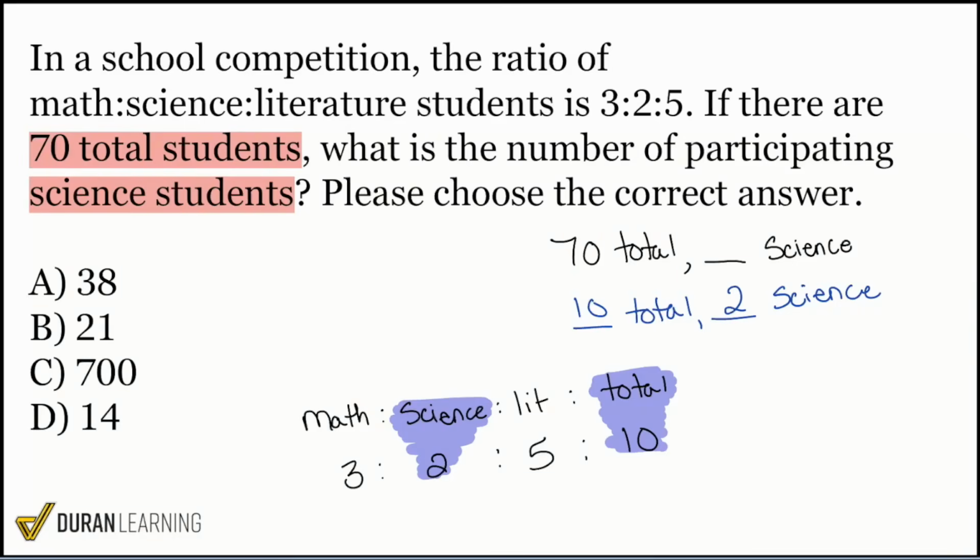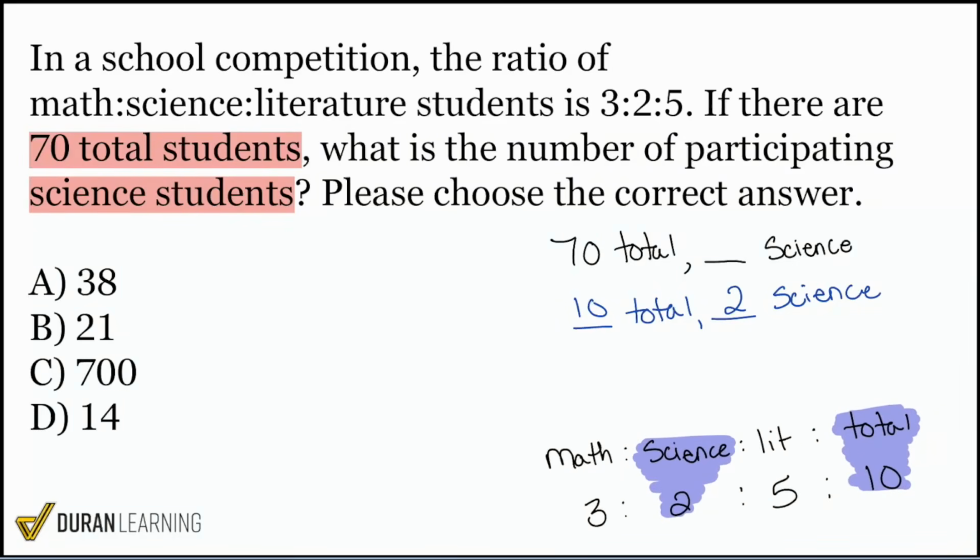So let's set this up, finish things up, and let's feel good about this. So total to science. Let's write out that proportion. Let's put the x right there. 70 over x equals 10 over 2. Okay.